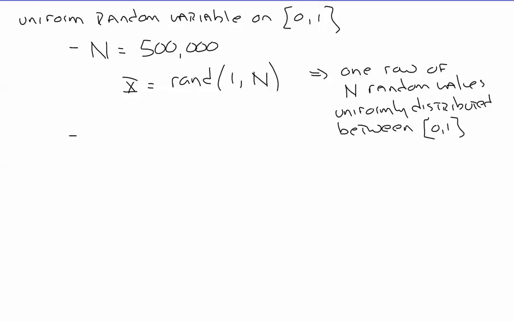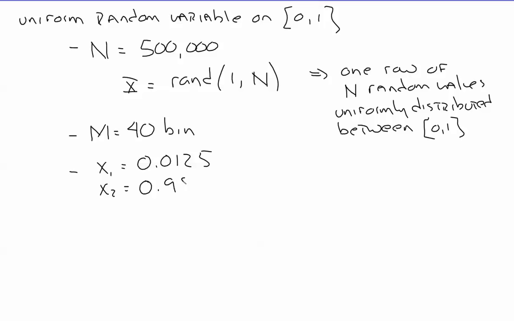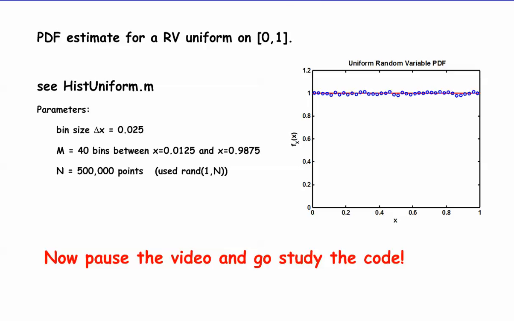I decided that I was going to look at 40 bins. The minimum bin was going to be 0.0125. The maximum bin was going to be 0.9875, and that was equivalent to a bin width of 0.025. I calculated using my rand function 500,000 data points. I used one of the histogram sorting functions in Matlab, sorted into 40 bins, 0.025 wide, and this was my result. This is the result over on the right-hand side.